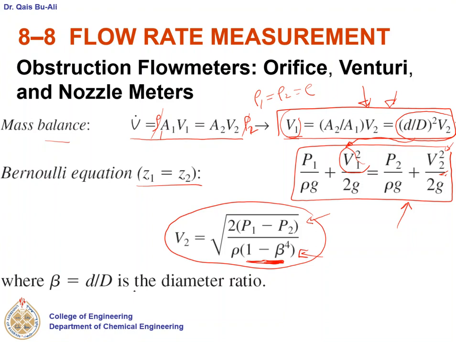So what is this beta? Beta is just the ratio of the diameters, the small diameter divided by the big diameter, which is this one. This is beta. So beta is d by D. And please don't confuse it with the other beta that we had in the momentum flux, the momentum flux correction factor. This is different. This is a ratio of diameters. And this V is V2. This is the velocity at the orifice, the velocity at the throat, the velocity at the small diameter.